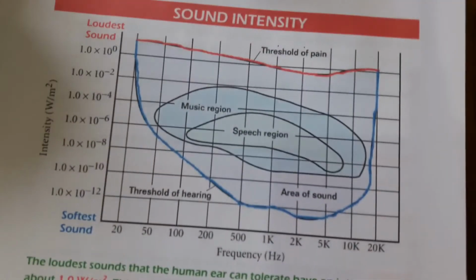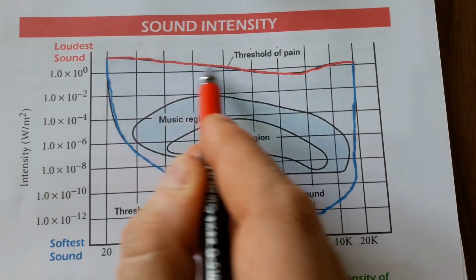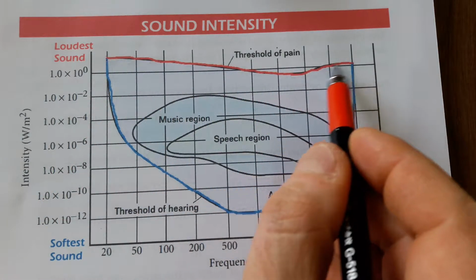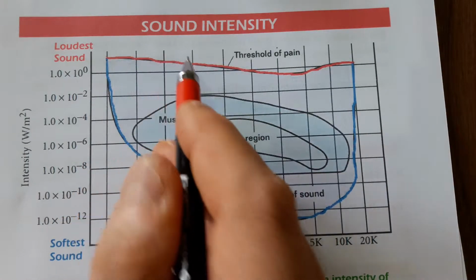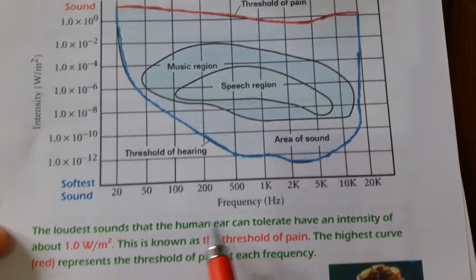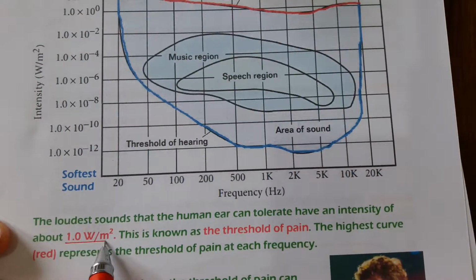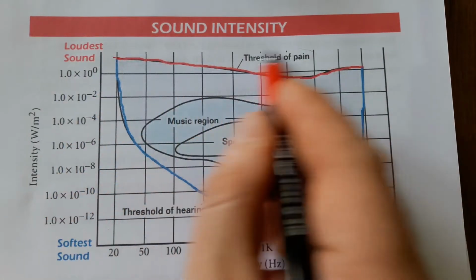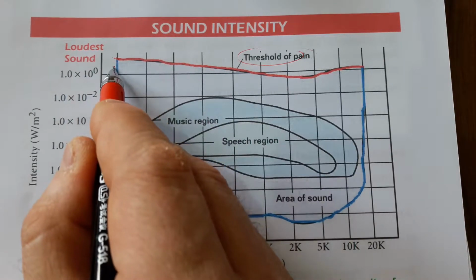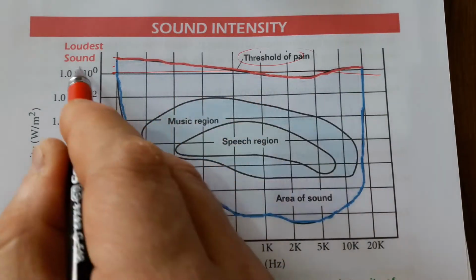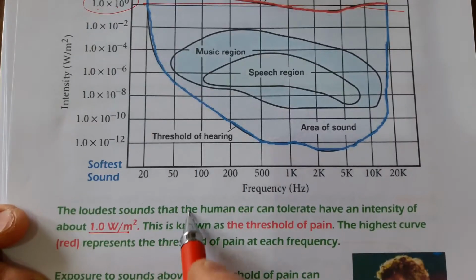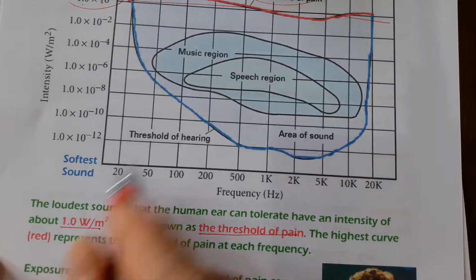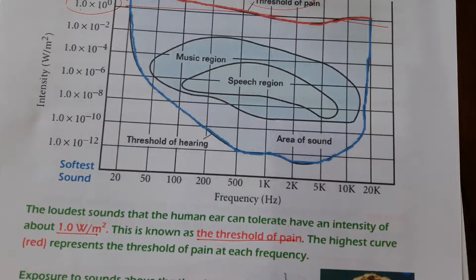But when you look at the graph carefully, you are going to see that there is another line, the red line. This red line is the maximum intensity. If the sound intensity is greater than that line, you can damage your ear. So the loudest sound that the human ear can tolerate has an intensity of about 1 watt per meter square. As the frequency changes, this loudest threshold changes very little. For that reason, we can say that on average it is nearly the same number, 1 watt per meter square. This is known as the threshold of pain. The highest curve, this red curve, represents the threshold of pain at each frequency.